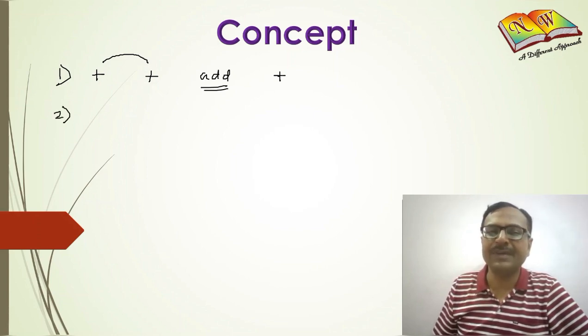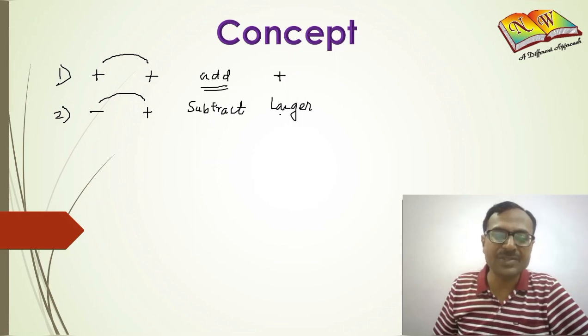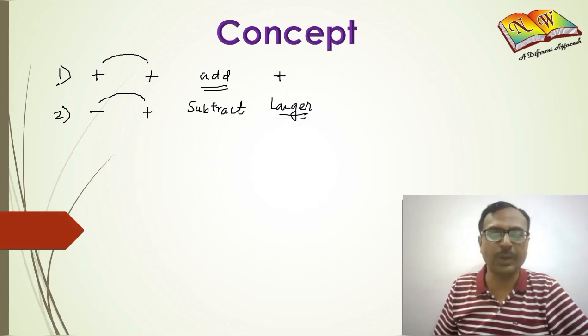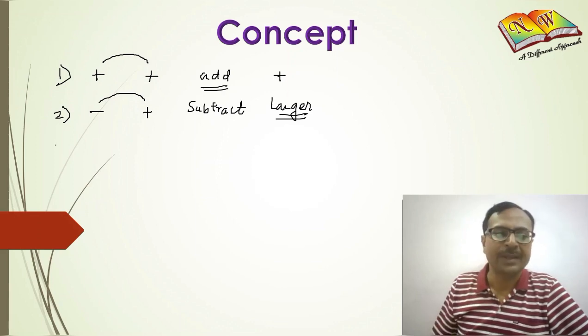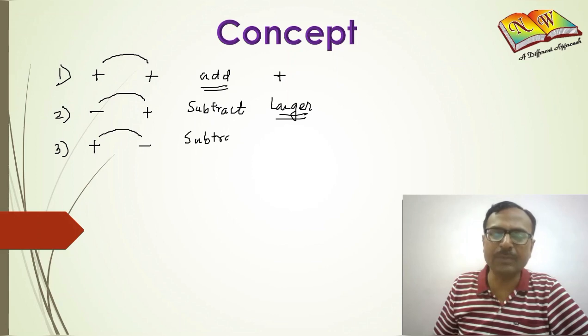But if the first integer is negative and the second is positive, since negative and positive make a negative, you have to subtract the two numbers and then put the sign of the larger integer. Now this is important. I'll show it through an example also. Likewise, if the first one is positive and the second one is negative, it resembles the second case where you will have to subtract the two numbers and then put the sign of the larger integer.